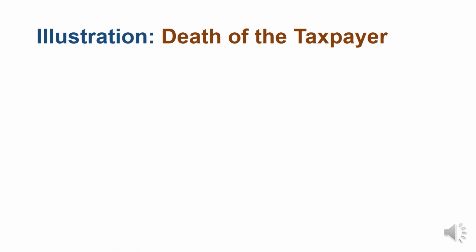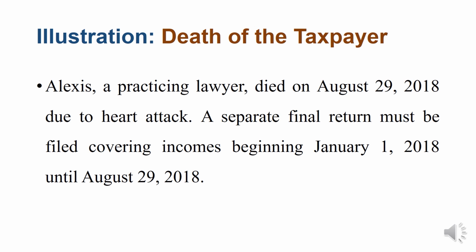Now, what if the taxpayer died during the year? So, we assume that the taxpayer here is an individual person because he died, right? So, an individual taxpayer, again, can only use a calendar year. So, for example, Alexis is a practicing lawyer who died on August 29, 2018 due to heart attack. A separate final return must be filed covering the incomes beginning January 1, 2018 until August 29, 2018.